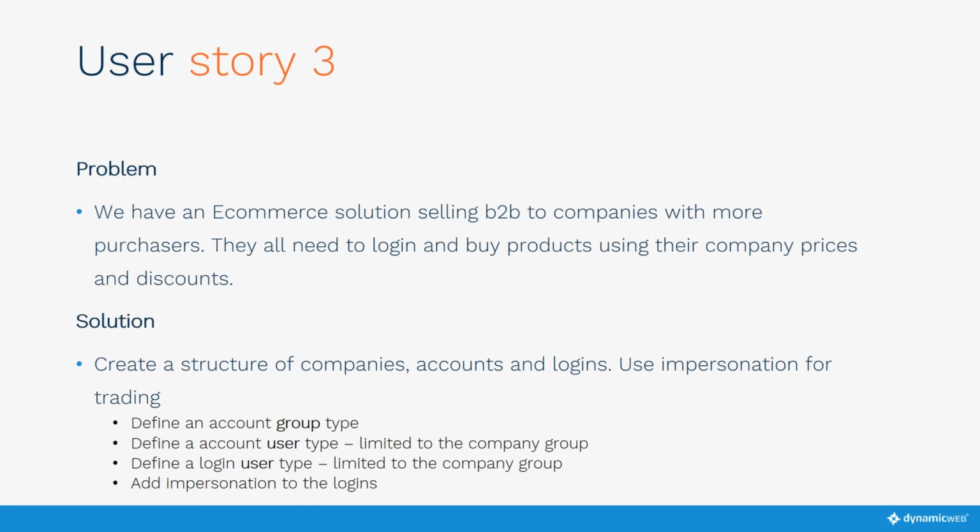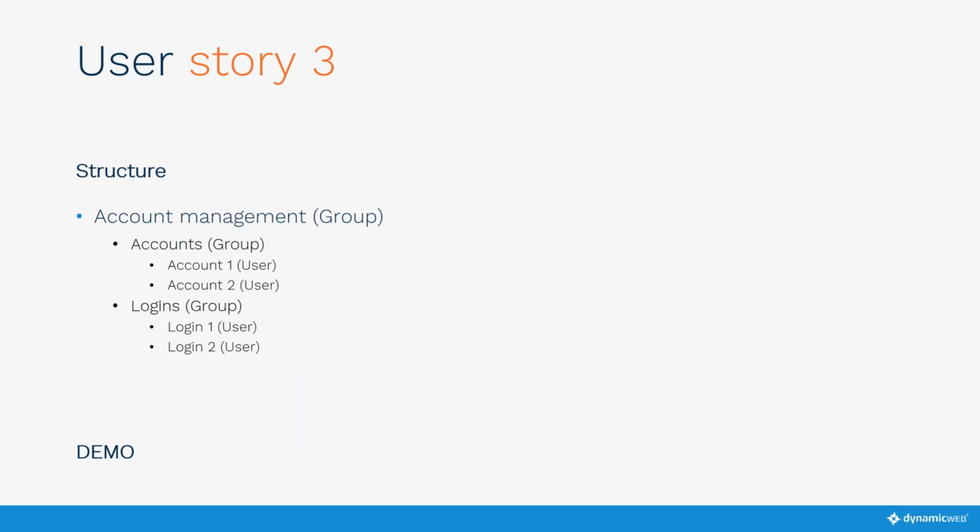Third user story. We have an e-commerce solution that sells B2B to companies with more purchasers, and they all need to log in and buy products using their company prices and discounts. And in order to do this, I'll create a structure of companies and accounts and logins, and we'll use impersonation for the trading part. So we'll define an account group type and an account user type. And we'll define a login that can log into the front end, and we'll use some impersonation to trade as the account. And the structure will look like this.